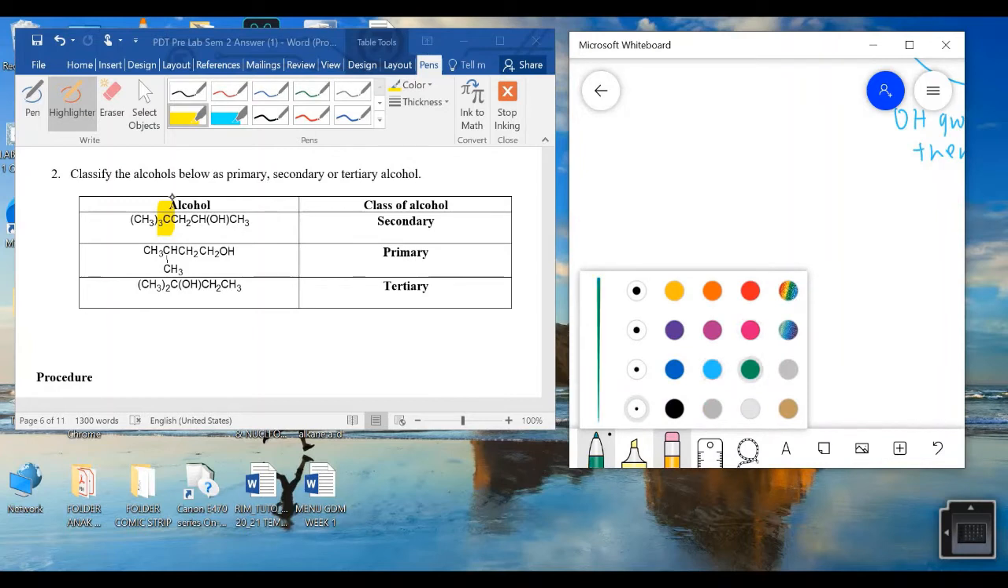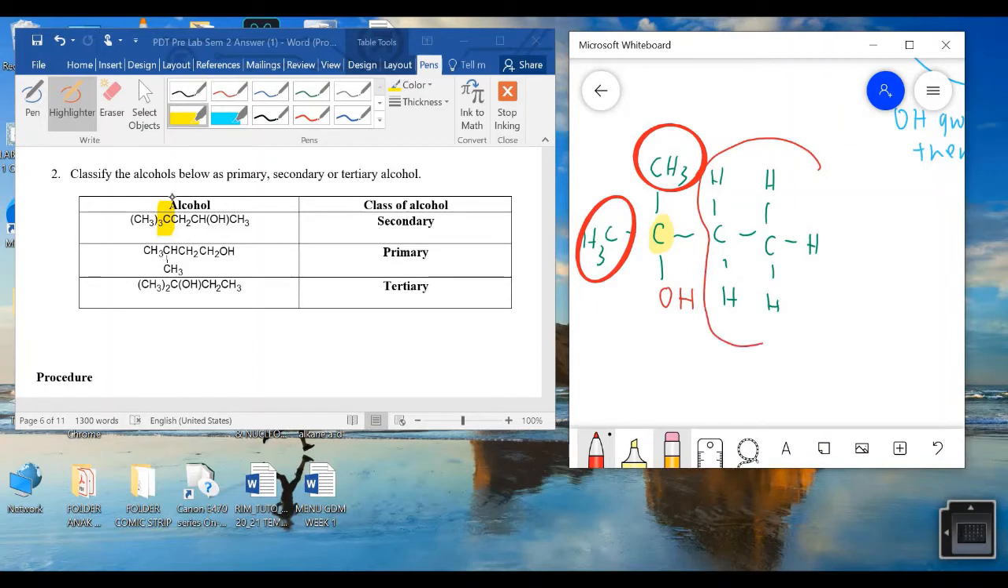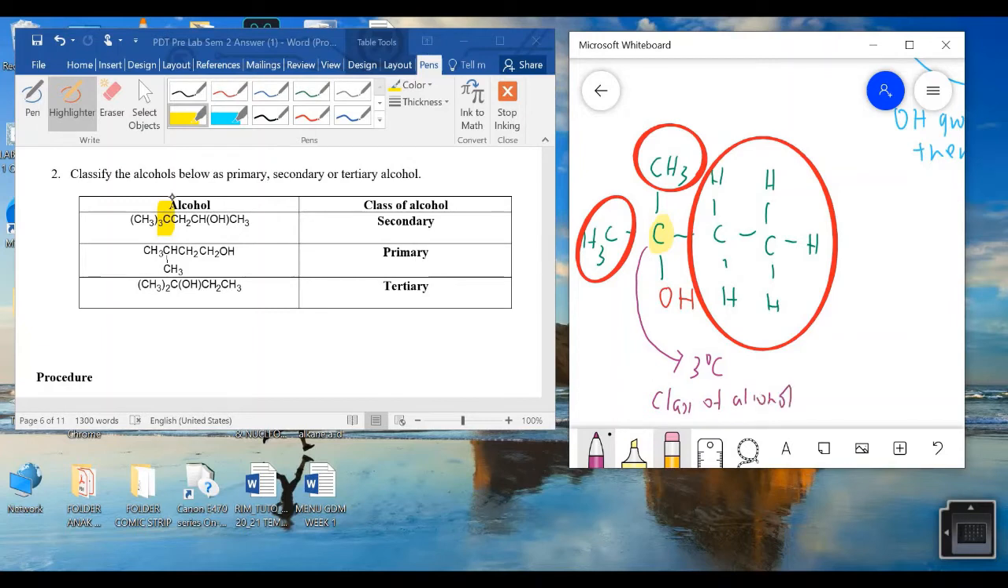Kita draw back the structure. So we have C attached kepada CH3, then another CH3, then that C also attached kepada OH, then attached kepada CH2 dan CH3. So let's see this C yang kita nak tengok. Mari kita circle up the R group. So 1 R group, 2 R group, and then 3 R group. So it means that this carbon is tertiary carbon. So OH group attached with tertiary carbon, then class of alcohol is tertiary alcohol. Alright, simple saja kan? Mudah saja. Tak susah pun.